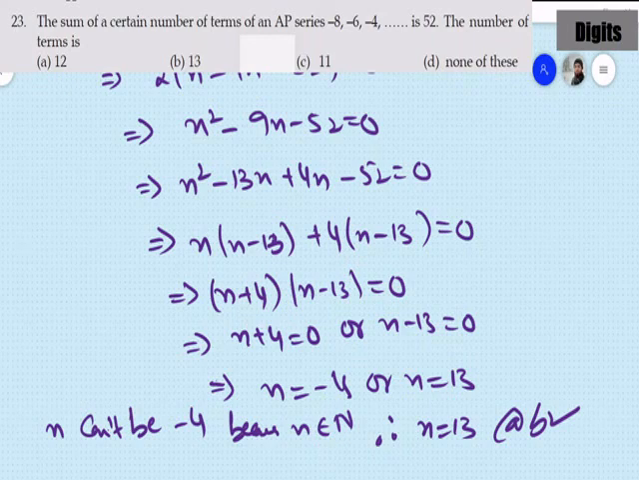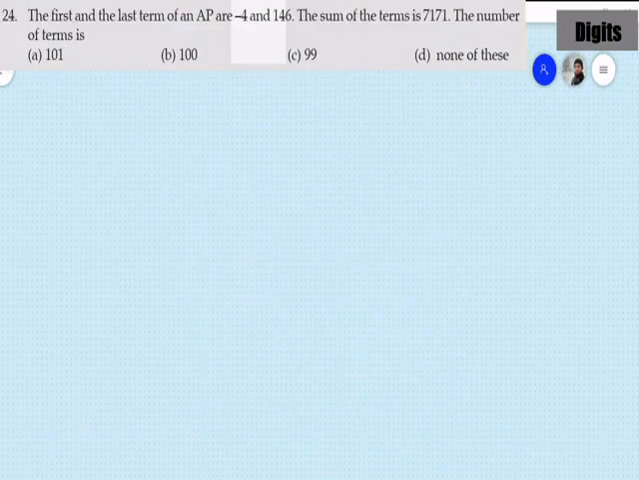Question number 24. The first and the last term of an AP are minus 4 and 146. The sum of the terms is 7171. The number of terms is here. The first thing it gives us is that the first term is minus 4. Again it says the last term, so we have to find the number of terms here.